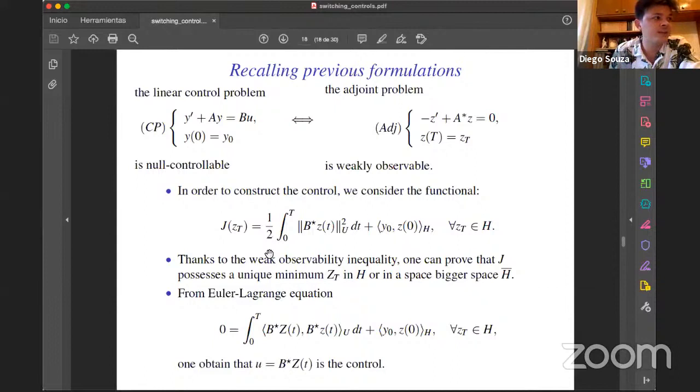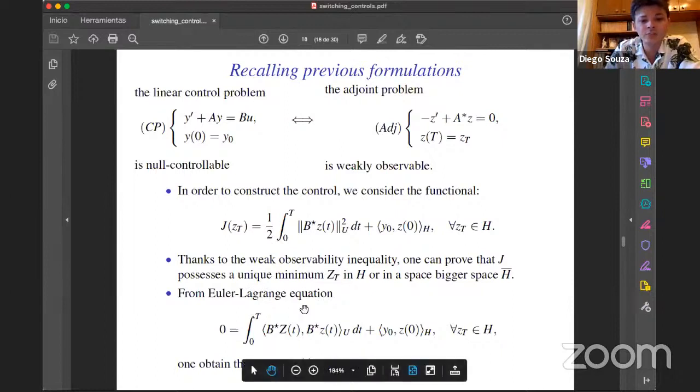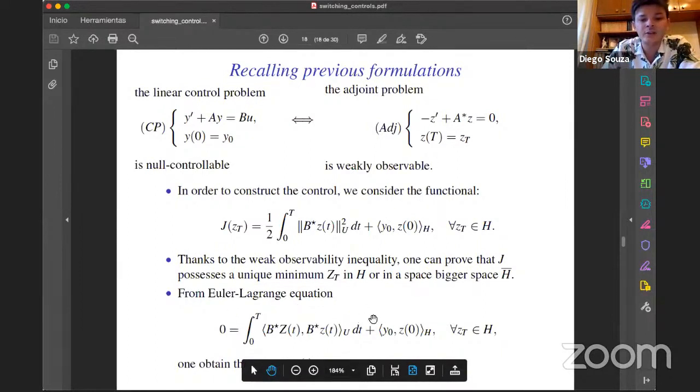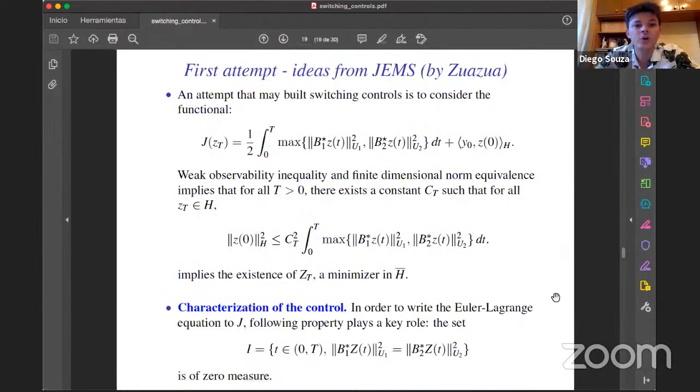Okay, so we prove that this functional has a minimum, and then use the Euler-Lagrange equation associated to this functional. So we compute the Gateaux derivative of this functional, and the Gateaux derivative gives us a formula for the control. Okay, and this is exactly the concept of weak solution for this CP problem. Okay, so this was the motivation of Zuazua in order to construct switching controls in the finite dimensional case.